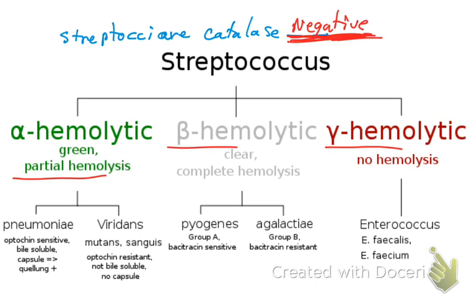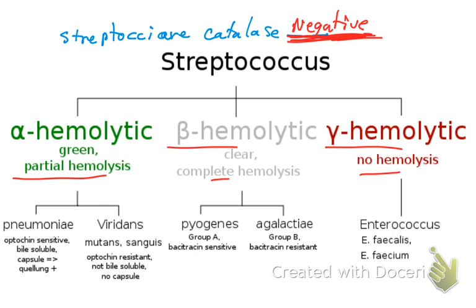Now, each of those is going to have hemolysis. If we're talking about alpha, it's going to be partial hemolysis. If it's beta, it's complete hemolysis, and if it's gamma, there is no hemolysis. Depending on the hemolysis, it is going to present color. If it's partial, it's going to be green. If it's beta hemolytic, it is clear.